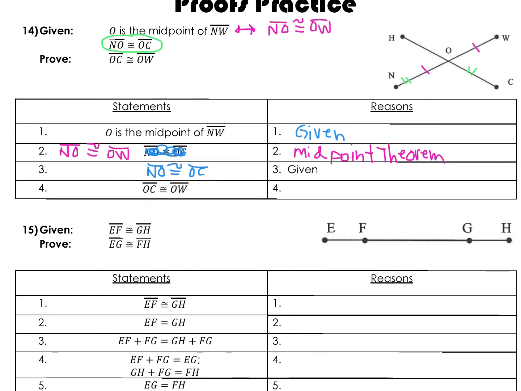But notice that in statement 2 and statement 4, the OW is in the same place. All we did was take NO right here and replace it with OC because that's what it equals. And that is substitution. So then this is the substitution property of equality. So oftentimes you think it's the transitive property or the law of syllogism, but if it doesn't follow the pattern, it is a substitution property. Okay, so then let's do number 15.